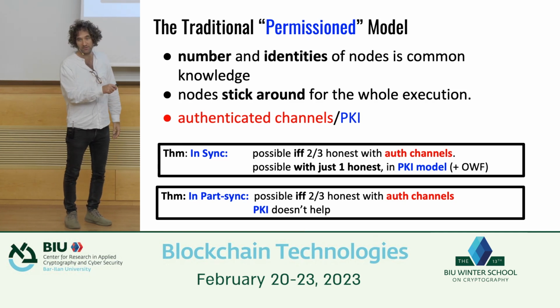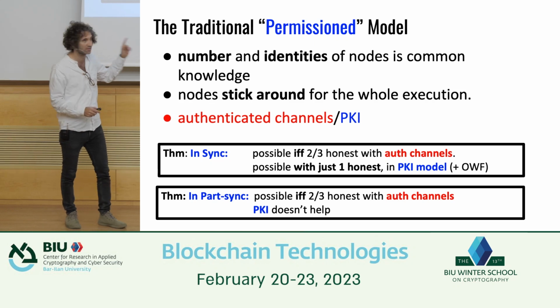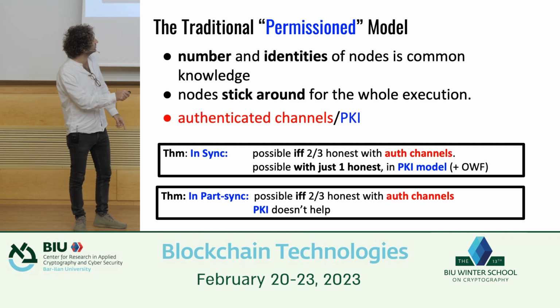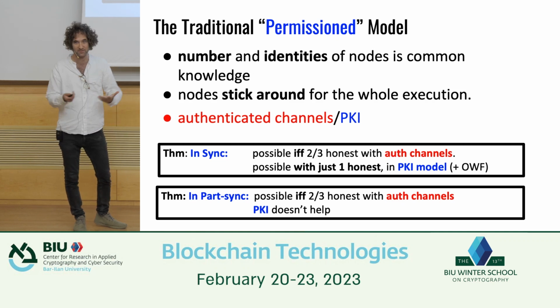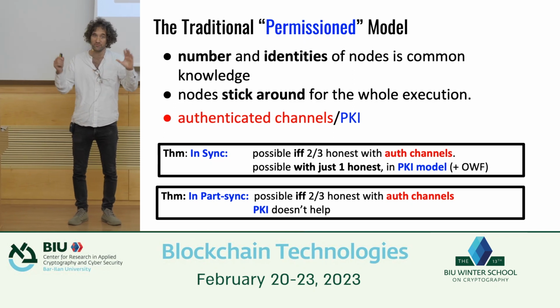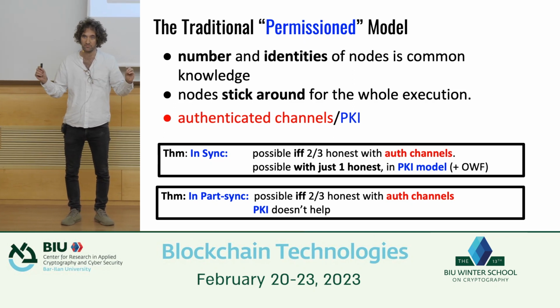However, if you have a PKI, you can beat the 2/3 bound, and you can get a protocol as long as there's one honest guy. That requires now also using digital signatures, which you can get from one-way functions. So there is a difference between PKI and authenticated channels.